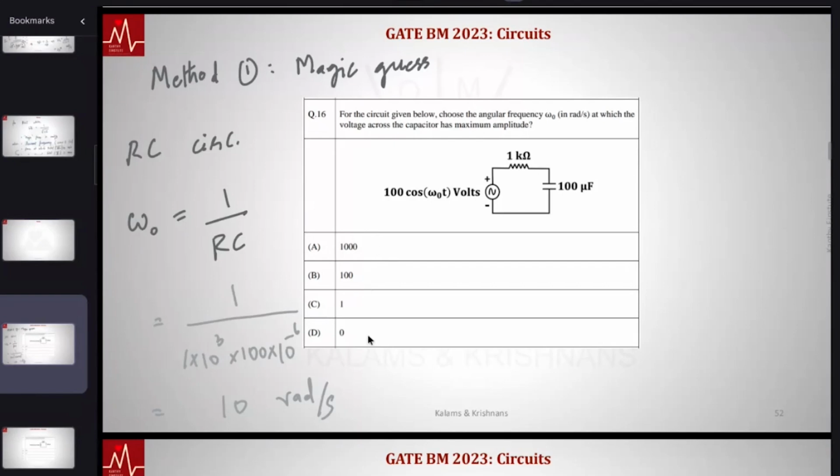The answer, notice, is not there. So probably this is an instance where the magic guess doesn't work, okay? I'm not saying it works everywhere. It doesn't work in this case. So let's try to solve this. Method 2, where we solve.